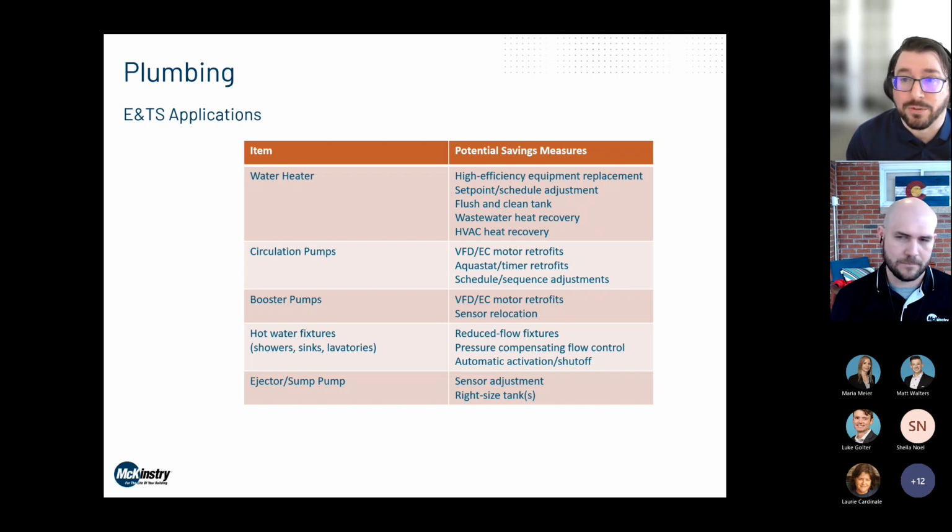Flushing and cleaning the tank is also really big. Heat exchangers and tanks just get caked with stuff as it heats water. Stuff precipitates out, and you get this really nasty sludge inside the heating water tank. So just flushing those out can actually have a decent impact on efficiency and energy use.